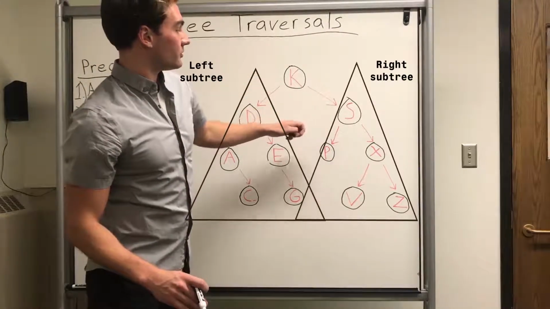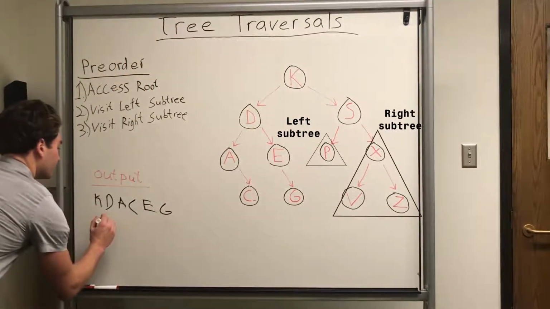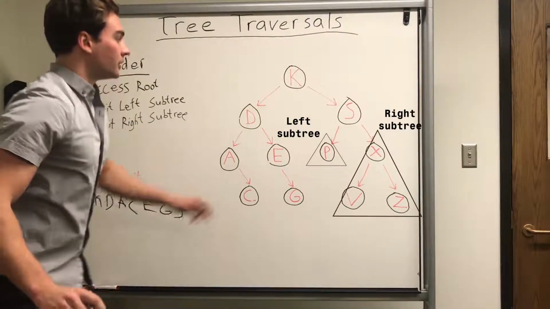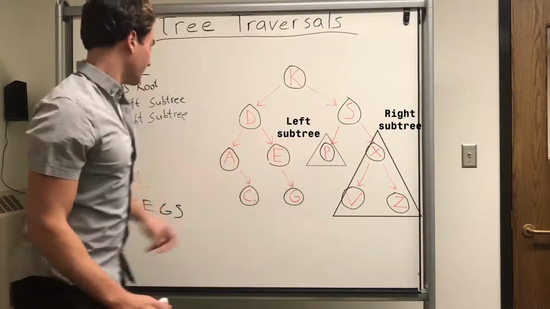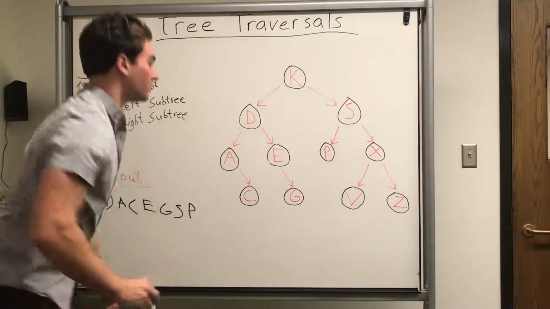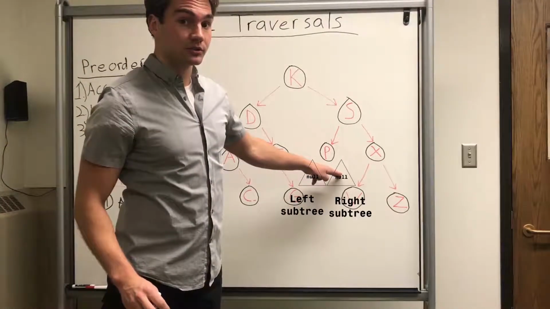Now we can go to the right subtree. So for this subtree, this is the root. Of course, we're going to access it with a print. Then we're going to visit the left subtree, which we are right here, and we're going to access it with a print again. Visit the left subtree, null. So now we can visit the right subtree, also null.